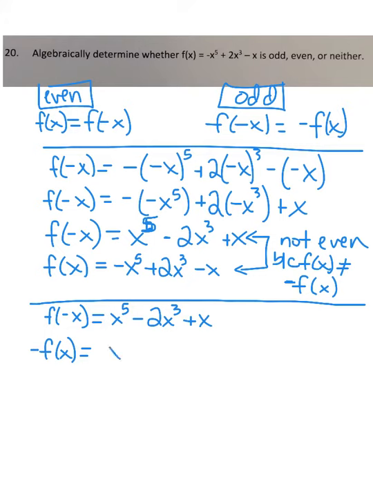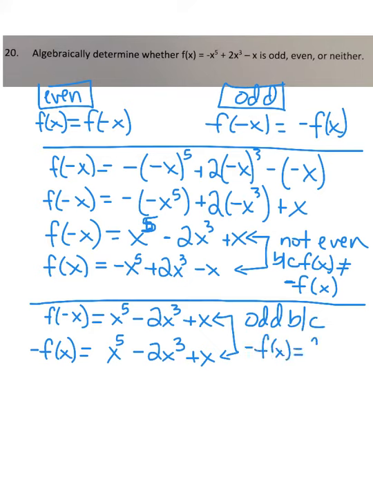So that would give us a positive x to the fifth. Then that will end up giving us a negative 2x cubed and a positive x. And then we do see that these two are the same. So that means that these are odd because negative f of x equals f of negative x. And that's how you would show it algebraically.